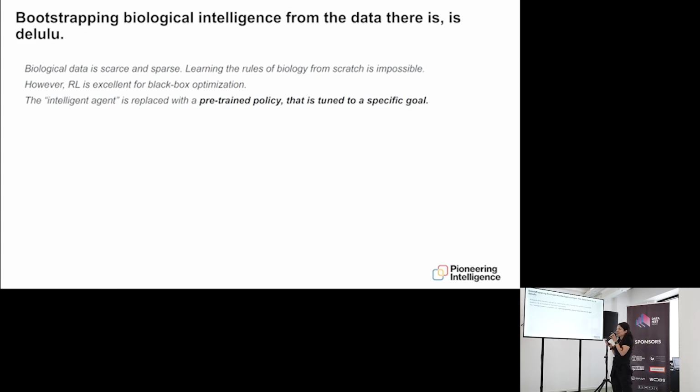However, RL is excellent for black box optimization, and this is a little bit where its strength is coming from.